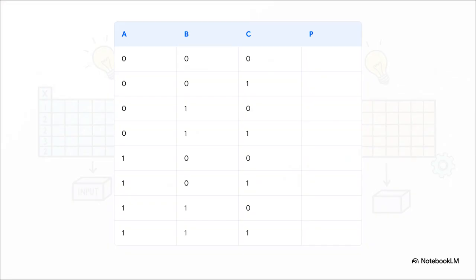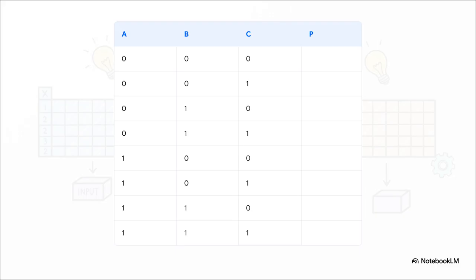And this is our puzzle board. Over on the left, we've got our three inputs, A, B, and C. You'll see every possible combination of zeros and ones, which really just stand for false and true. Our mission, should we choose to accept it, is to fill in that final column, P, by following this one rule. P equals A and B or C.